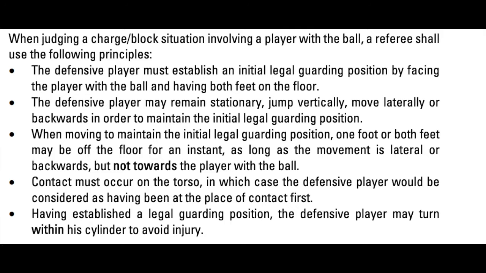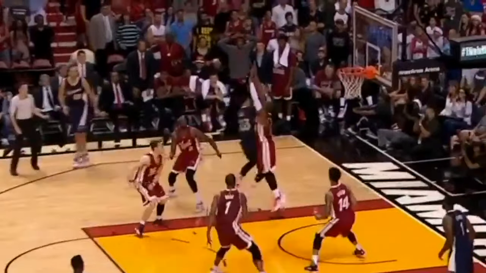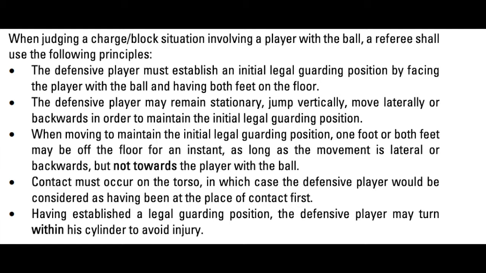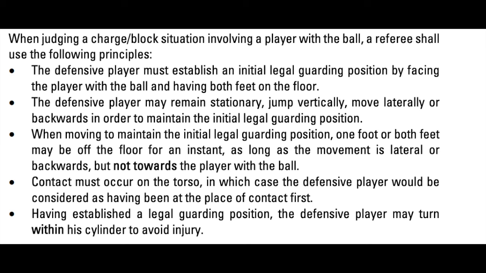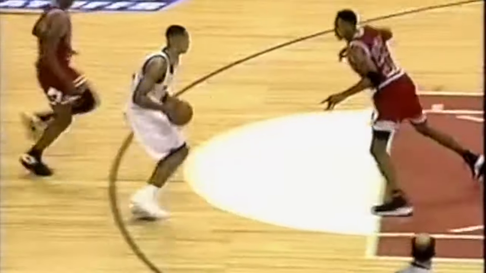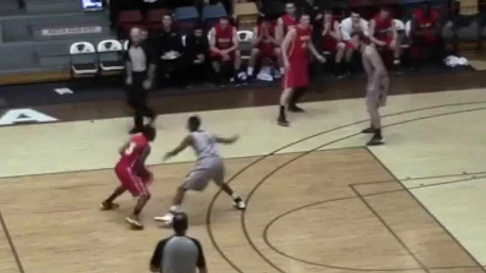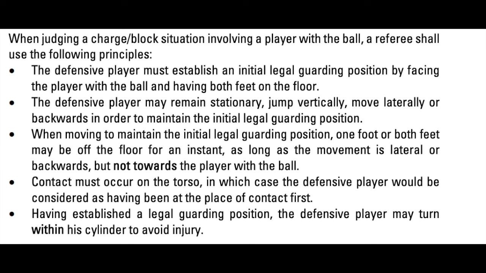The defensive player may remain stationary, jump vertically, move laterally, or backwards in order to maintain the legal guarding position. So you can move as a defensive player and still take a charge as long as you're moving in these directions and not towards the offensive player. Like the next point says, when moving to maintain the initial legal guarding position, one or two feet may be off the floor for an instant as long as the movement is lateral or backwards, but not towards the player with the ball, because then you're causing the contact, you're going into their path.